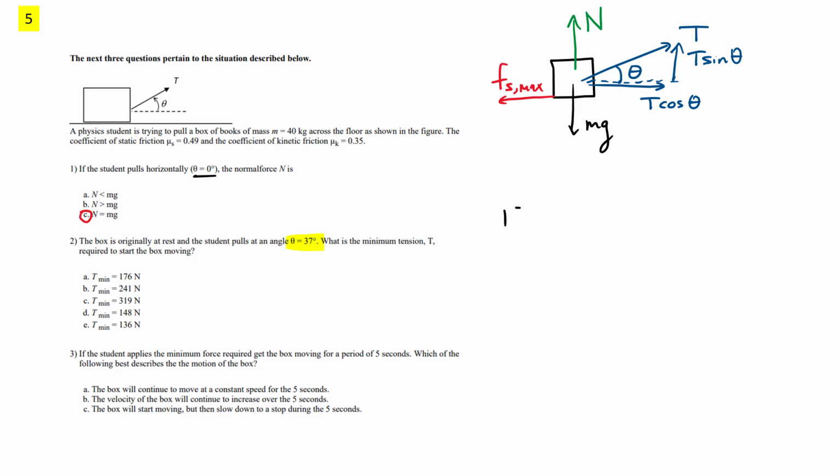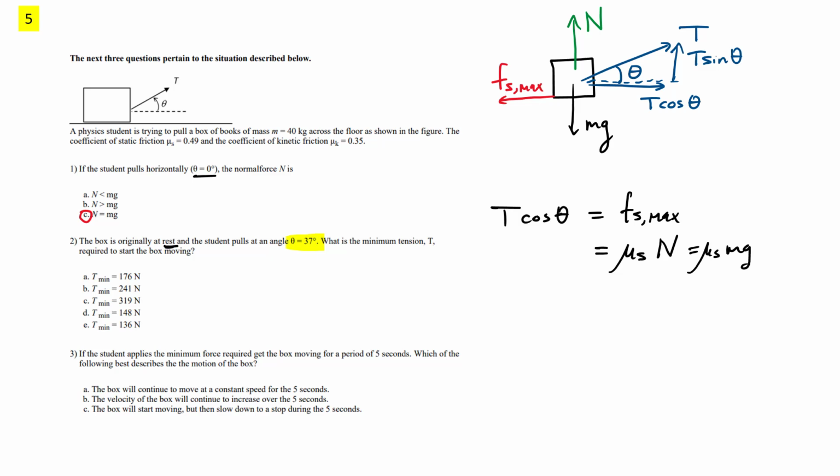As long as T cosine of theta, this component of the tension, equals this maximum force of static friction, right? If those forces are equal to each other, it's simply going to be at rest. If this tension T cos theta is a little bit bigger than this, then it's going to start to accelerate. So that'll be how we find our minimum force of tension required to get it to move. Now the maximum force of static friction is simply mu s multiplied by the normal, and that is mu s mg.